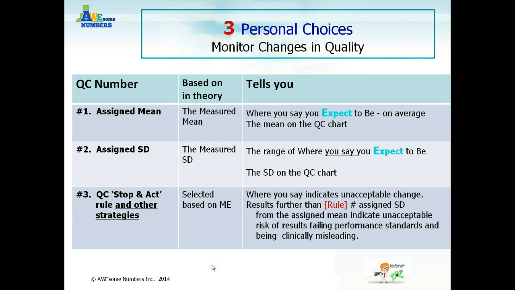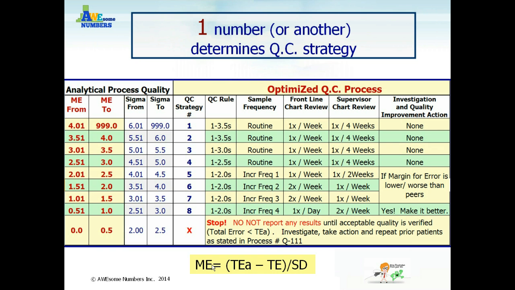Of the analytical process is driven by the 4 key numbers. There are 3 personal choices that drive the effectiveness of the QC system. That is the assigned mean value you choose to put on the chart, the assigned SD, and the QC rule you choose to use. The mean and SD on the chart are where you expect to be. You expect to have the same mean and SD unless something changes.